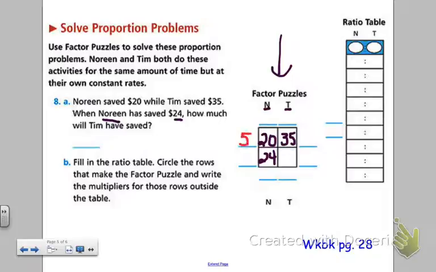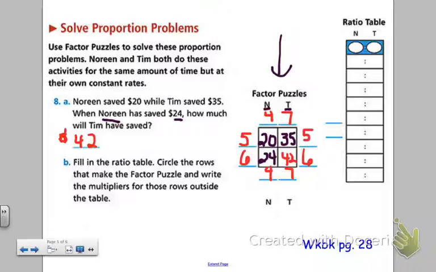20 and 35, well, they have a common factor of 5, and 5 times 4 is what gives me 20. 4 times 6 is what gives me 24. 5 times 7 is what gives me 35, which means the missing number is 42. Tim will have $42 saved when Noreen has had $24 saved. Let's see what that looks like in our ratio table.